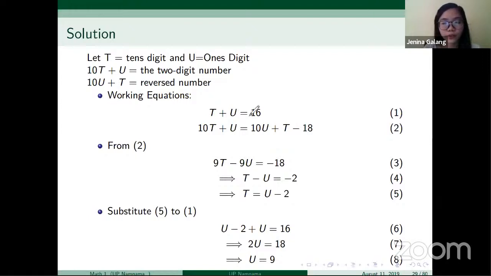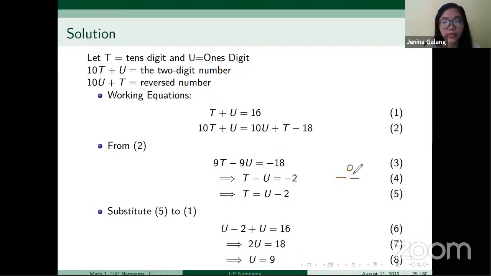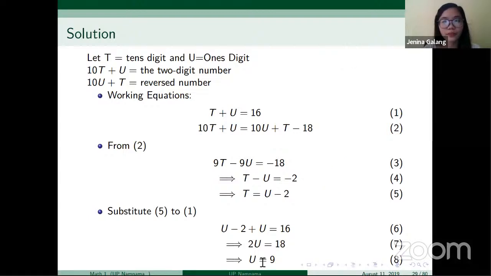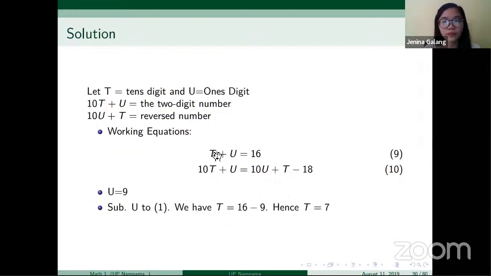So, yung nakuha na natin sa ones digit is 9. So, ang hanapin na lang natin is yung tens digit. So, substitute natin yung ones digit natin dito sa first equation natin so that we can find the tens digit. So, we have t equals 16 minus 9.